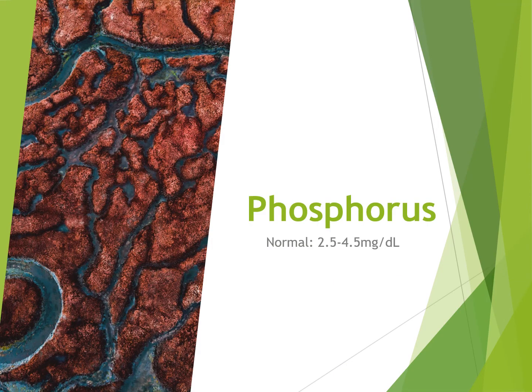Now on to phosphorus. This is the predominant intracellular anion, and most of it is bound to proteins or lipids. Normal level is 2.5 to 4.5, and it's used for phosphorylation, ATP formation, DNA and RNA synthesis, and cell signaling pathways such as cyclic AMP.